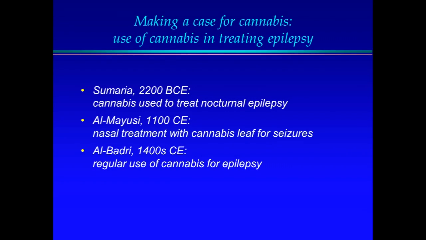And medical use is also documented in ancient India, Africa, Greece, Rome, and the Arab world. So pretty widespread utilization of cannabis in the treatment of different ailments. Epilepsy is actually first mentioned in Sumerian texts. These are stone tablets from 2200 BCE that say cannabis was used to treat nocturnal epilepsy. And then in the Middle East, around 1100, a nasal treatment of cannabis leaf for seizures, and then more regular use of cannabis for seizures.